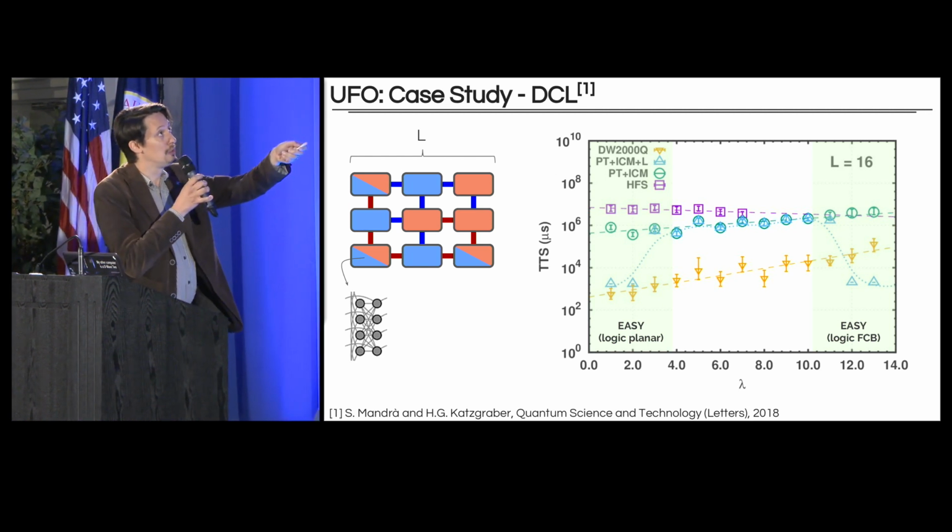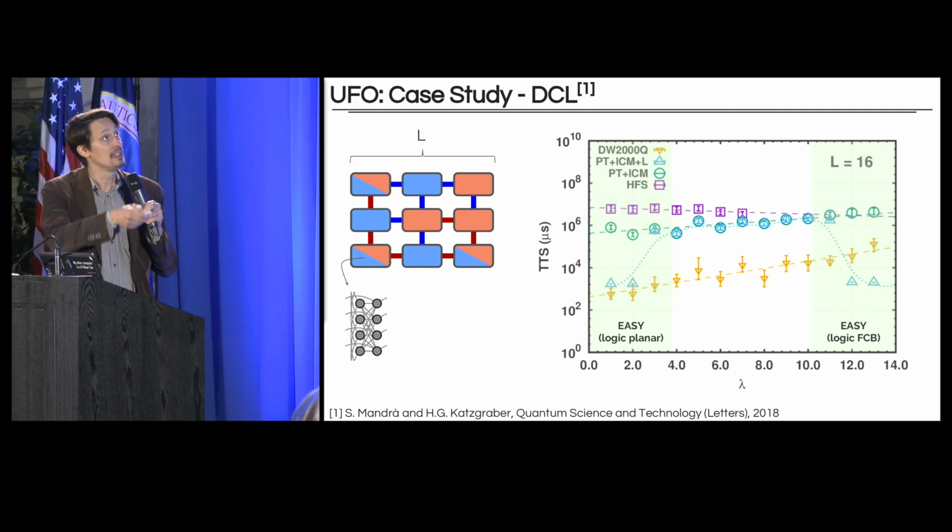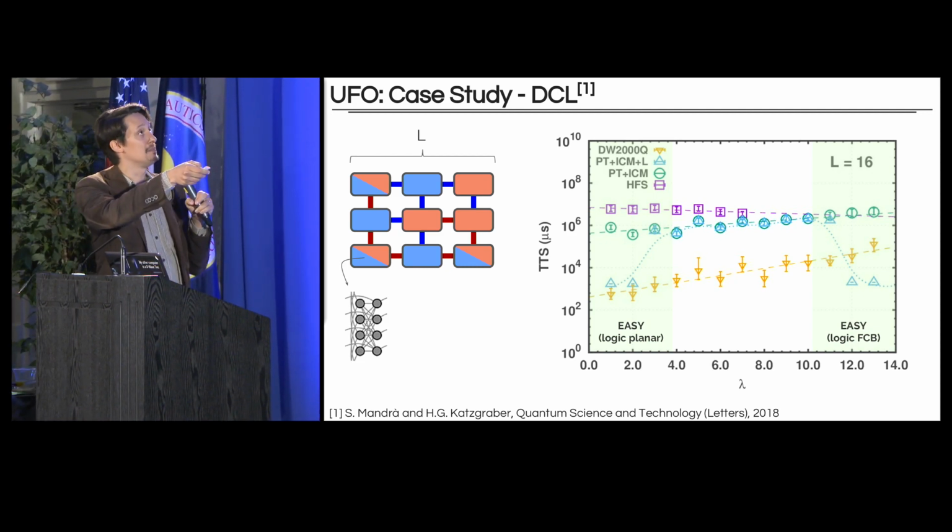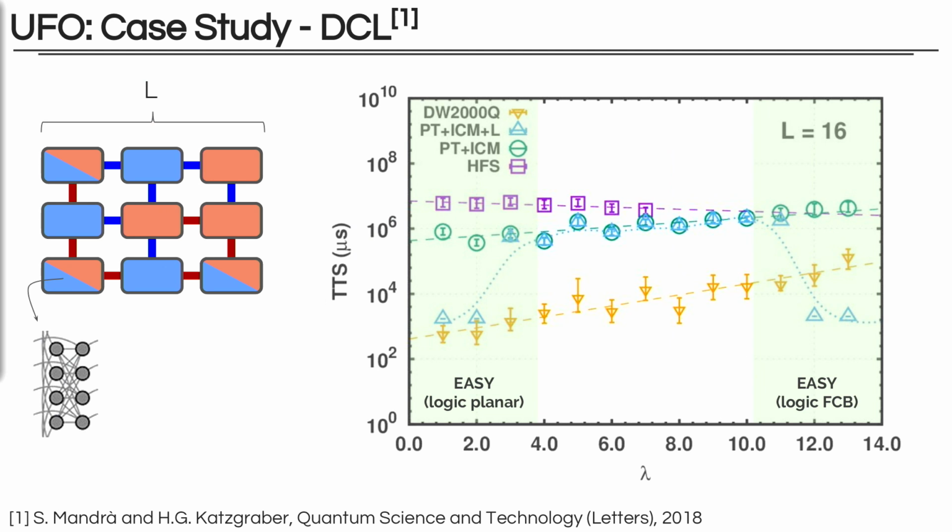Here is the time to solution for different algorithms. There is the D-Wave, the Isakov-Zintchenko-Troyer code, and also the UFO model, PT plus ICM. There are two different versions of the PT plus ICM. The L version also has knowledge about the logical ground state. And indeed, as you can see, for lambda small and lambda large, this PT plus ICM plus L goes very fast, but in the middle, where the ground state is neither one nor the other, it's equivalent to not having any information about the two logical ground states, just because the ground state is a mix of the two.